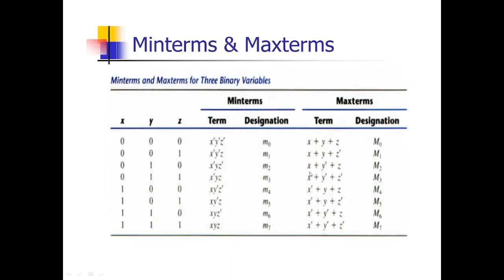Okay. Next, here is an example table. This shows the min terms and max terms for 3 binary variables.